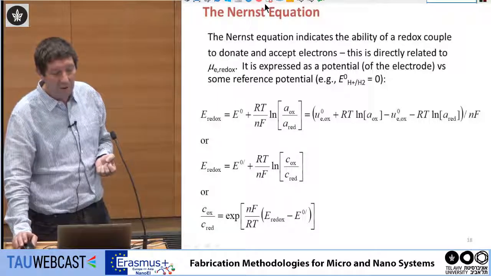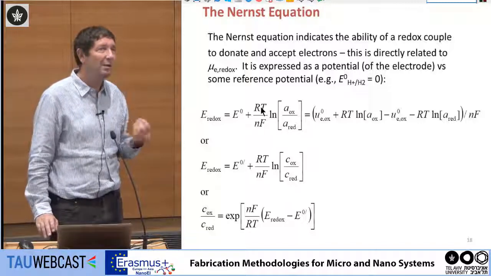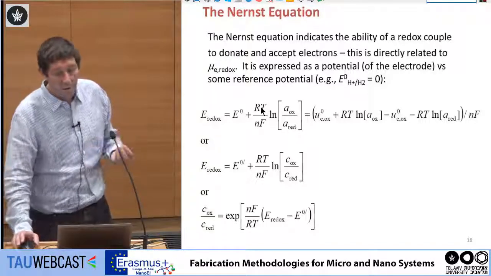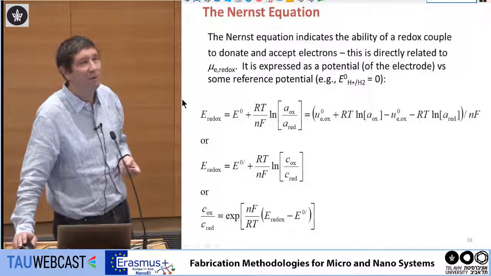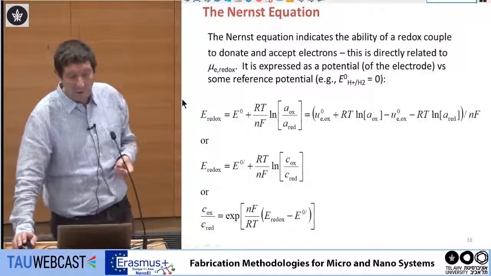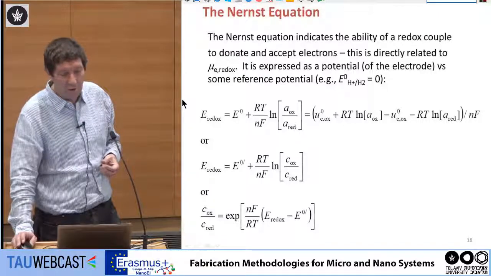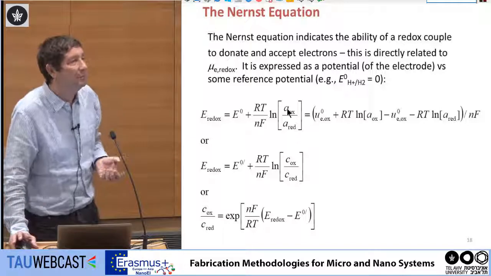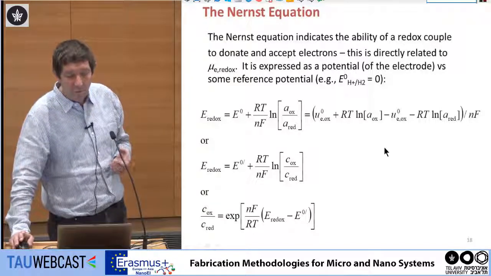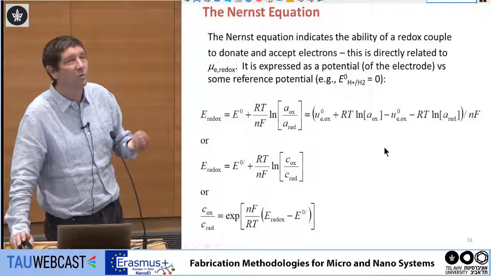Now, RT over nF. In engineering units we usually write kT over q. In chemical units, it's RT over nF, but it's the same. At room temperature this is about 25.6 millielectron volts, times ln of the ratio of the concentrations between the two species. I don't write concentration here; chemists usually call it activity. But if you don't go to very high concentrations, this is the concentration of the two species.